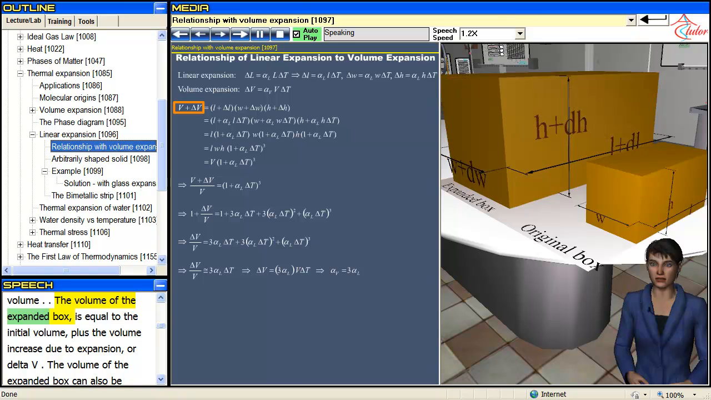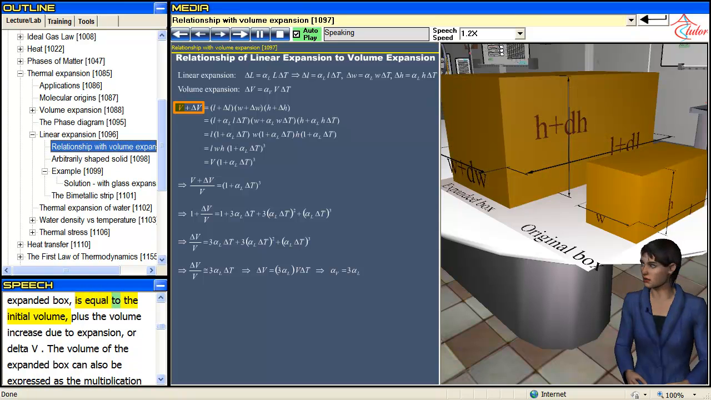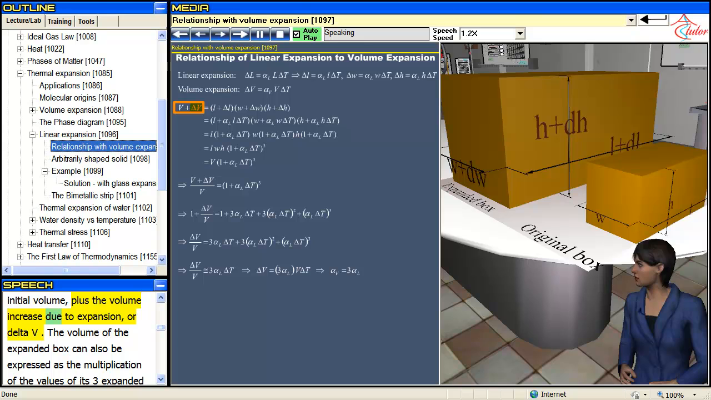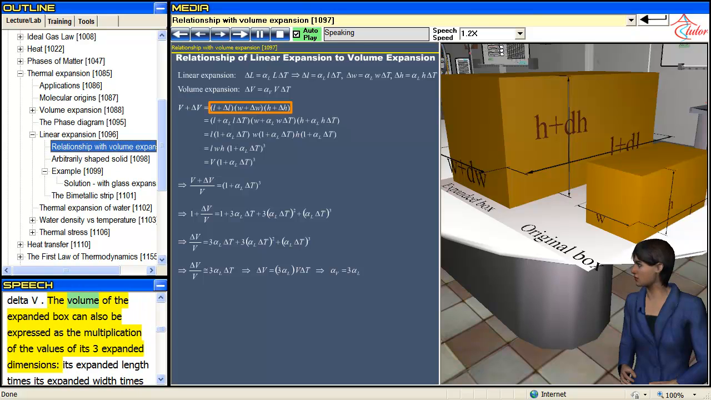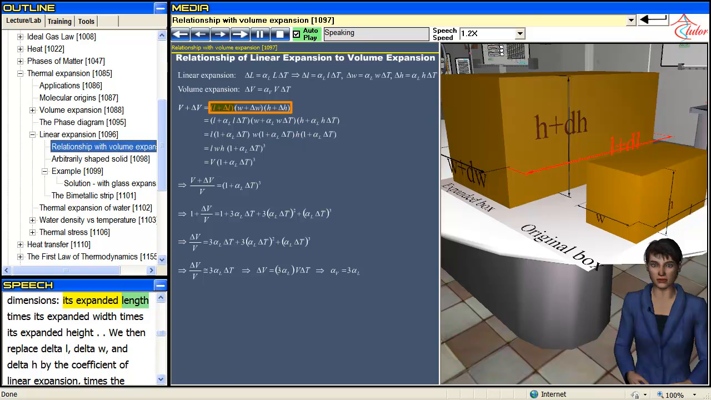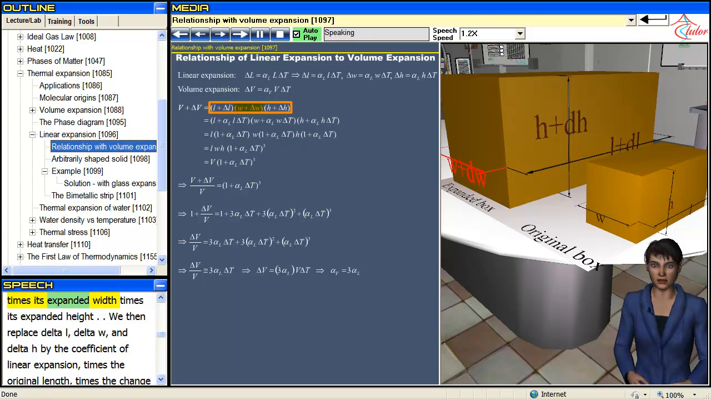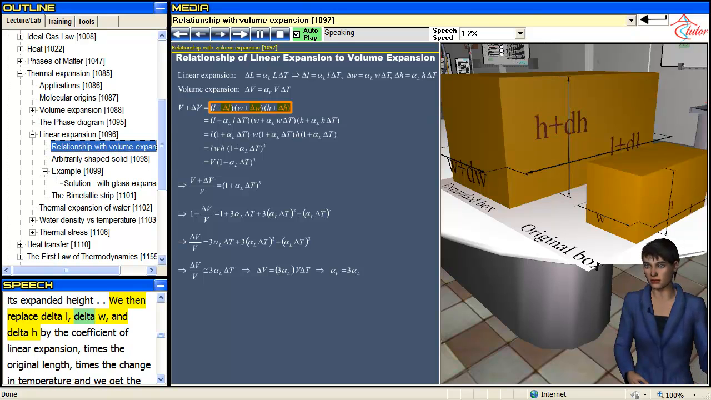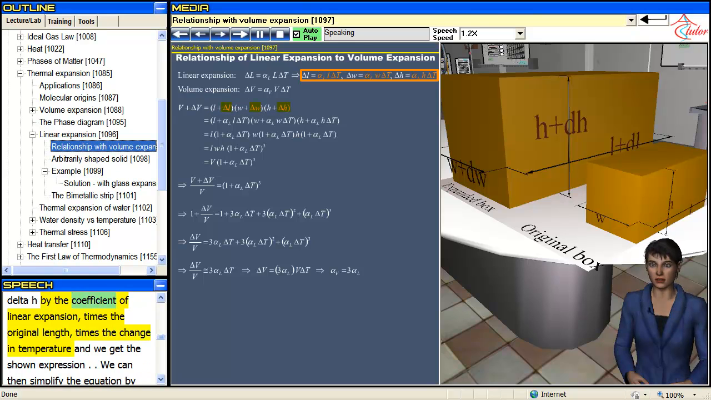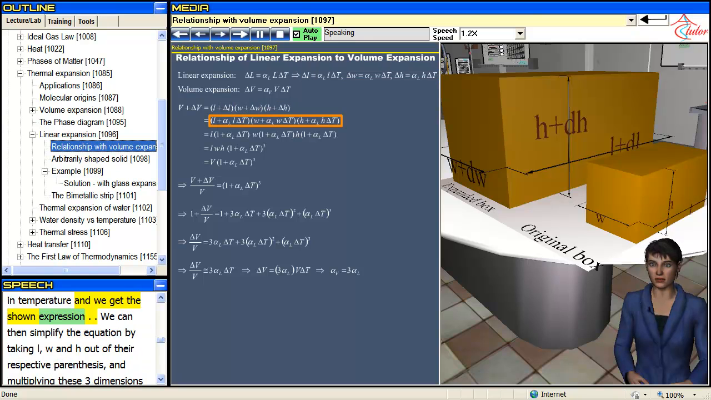The volume of the expanded box is equal to the initial volume, plus the volume increase due to expansion, or delta V. The volume of the expanded box can also be expressed as the multiplication of the values of its three expanded dimensions, its expanded length times its expanded width times its expanded height. We then replace delta L, delta W, and delta H by the coefficient of linear expansion, times the original length, times the change in temperature, and we get the shown expression.